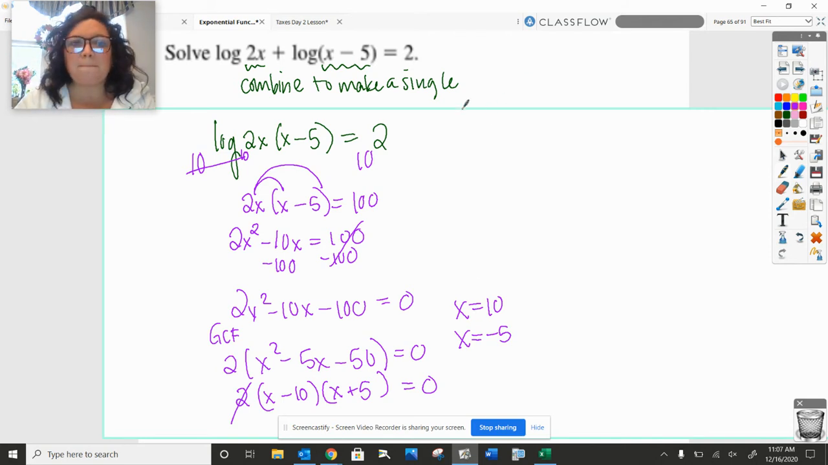Don't circle them yet because we need to double check them. Okay, where do we double check these? The original problem, the one listed on the page, typed on the page. So the first one that I want to check is x equals 10. So I'm going to go up to the top there. I'm going to type in 10 every time I see an x.